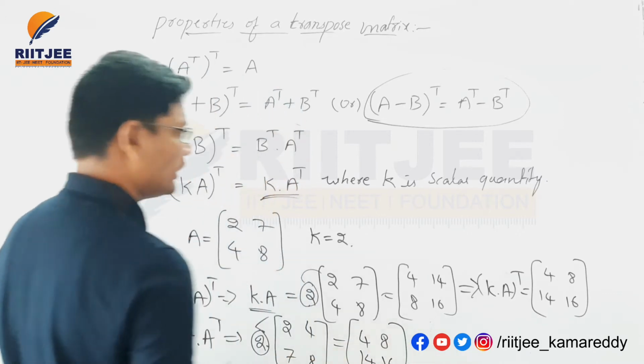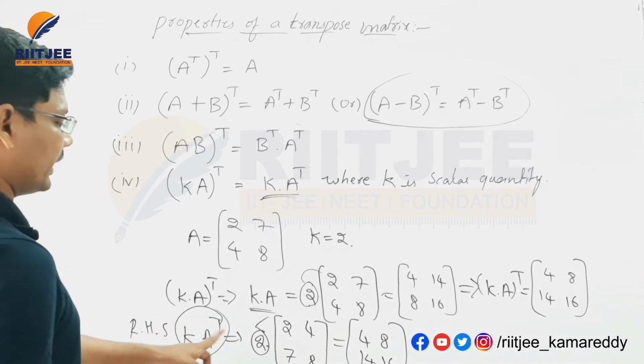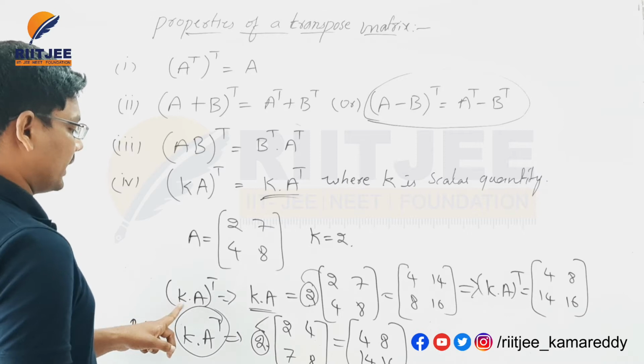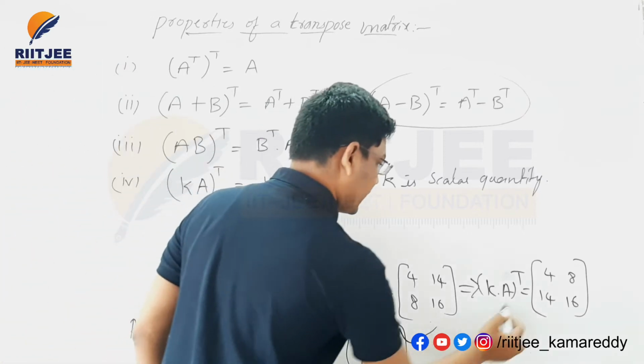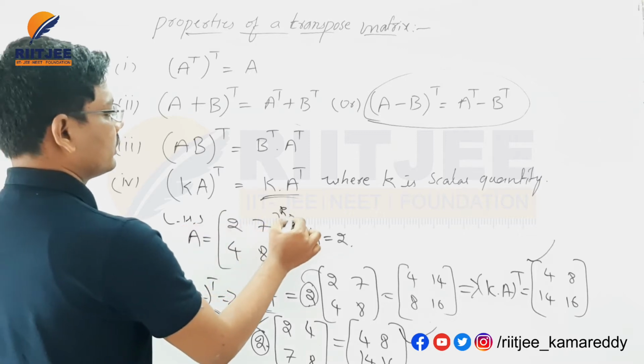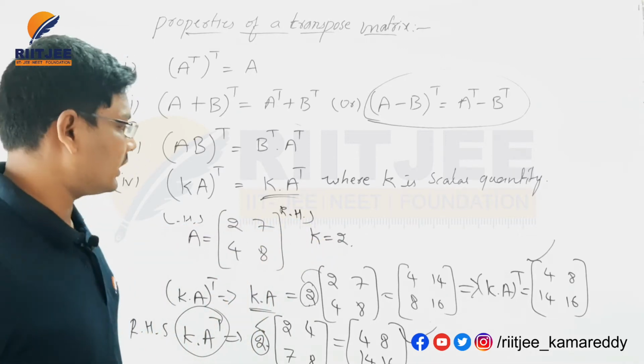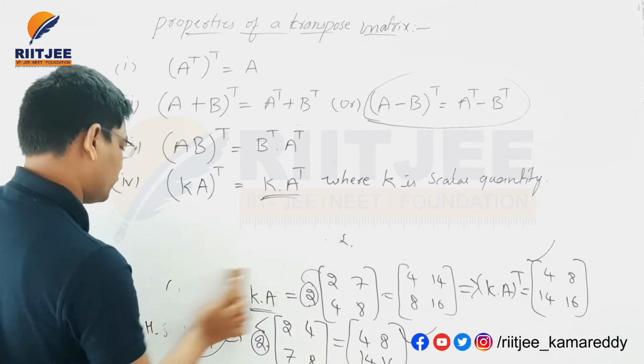If you compare these two answers here, k into A transpose and (kA) whole transpose, both are getting the same answer. So LHS is equal to RHS. So property 4 is proved here. Let us go for the fifth property.